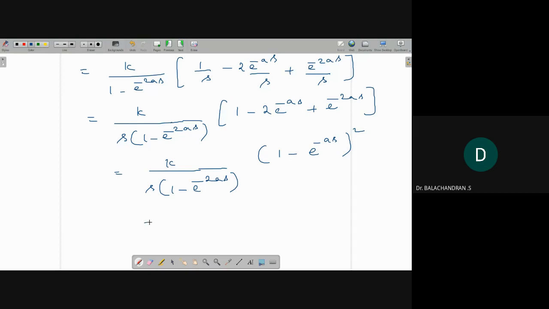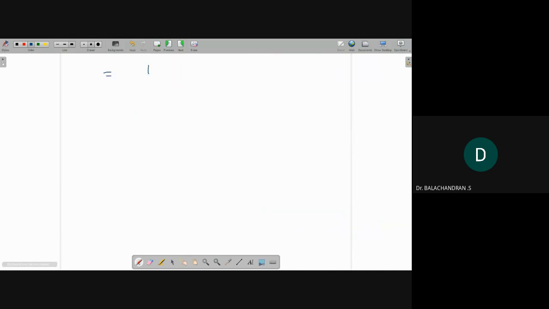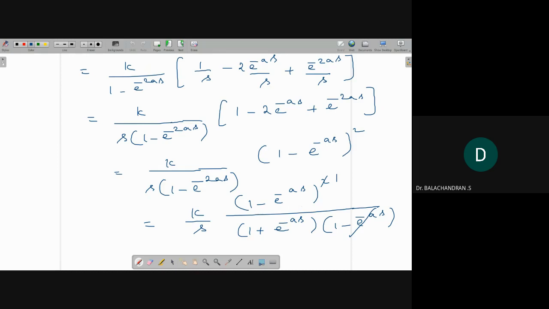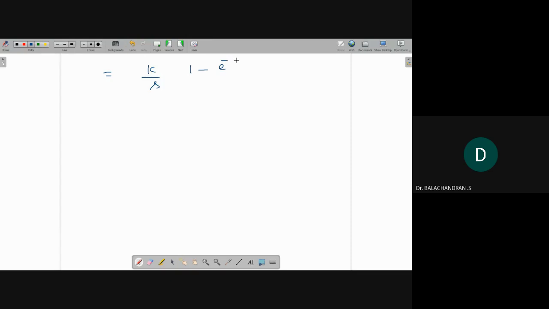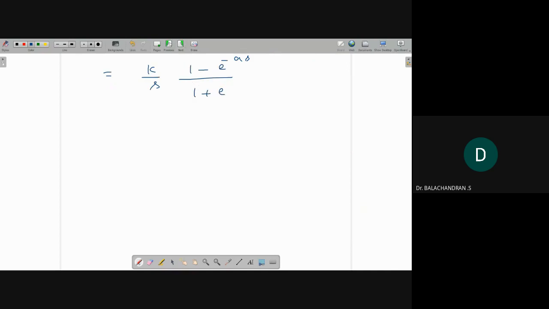Now you can write the denominator in the form of a square. This is of the form a square minus b square. So you can simplify further. You can write this as a plus b into a minus b. So a plus b, b is e power minus as, into 1 minus e power minus as. So now you can cancel one of these. So remaining you have k by s into 1 minus e power minus as divided by 1 plus e power minus as. Okay, but still you can simplify it further.